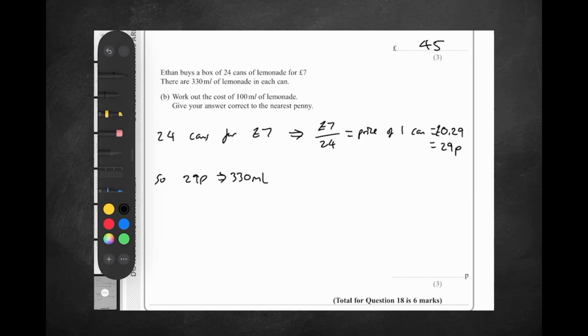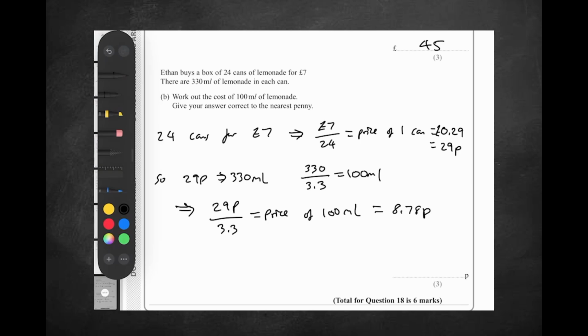So 29p is for 330 millilitres. To get to 100 millilitres, we need to do 330 divided by 3.3 equals 100. So if we do 29p divided by 3.3, we get the price of 100 millilitres. So 29 divided by 3.3 on my calculator is 8.78p. Give your answer correct to the nearest penny, 9p.